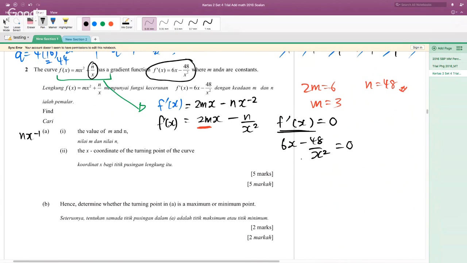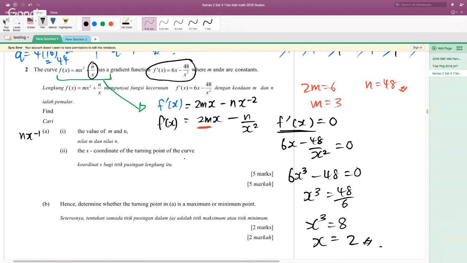And then I multiply x squared for every single term. I will get 6x cubed minus 48 equals 0. So x cubed equals 48 over 6. So x cubed equals what? 8. So x basically equals 2. Very easy. They ask you to find the x-coordinate, so the x-coordinate just equals 2. You just need to know turning point means dy/dx equals 0, or in this case, f prime x equals 0. Okay, there's nothing very special here.